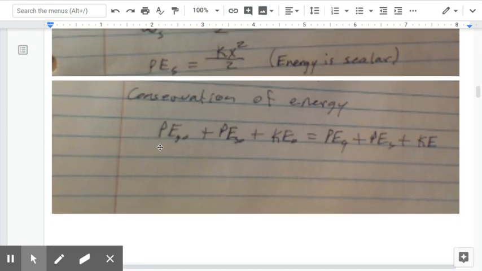And then we can look at our conservation of energy equation, and we're just going to add another piece to it. So potential energy of gravity initial plus potential energy of the spring initial plus the initial kinetic energy is going to be equal to the final of all three of those energies, assuming there are no non-conservative forces involved. That is true.